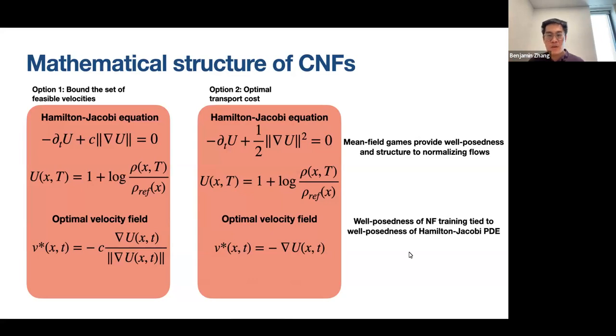All right, so that's all for me. That's all for the continuous normalizing flows. So the next one we'll do is, okay, question.